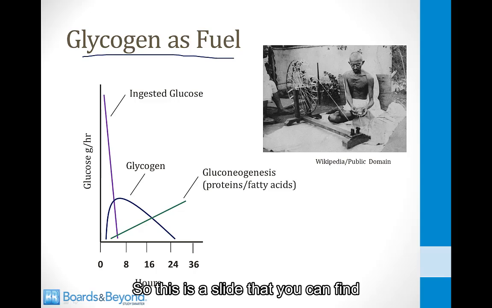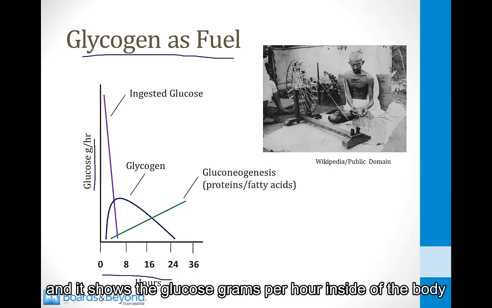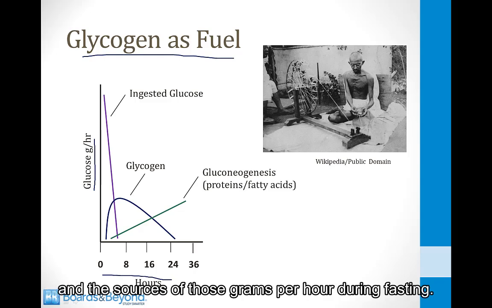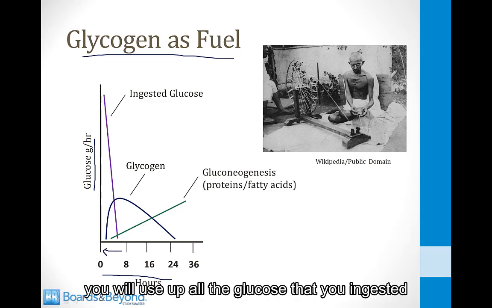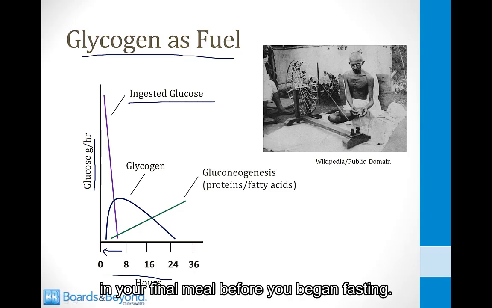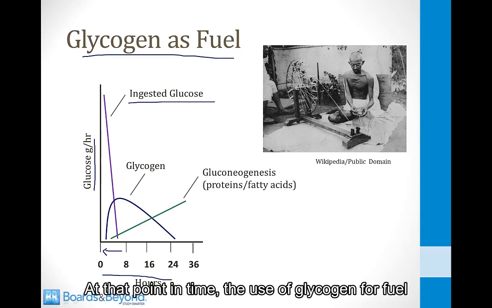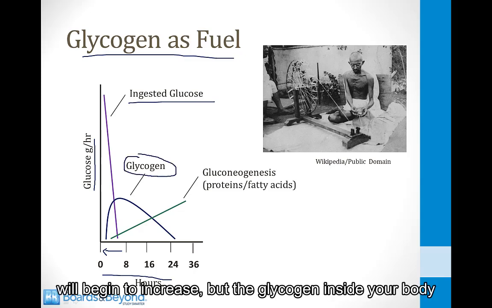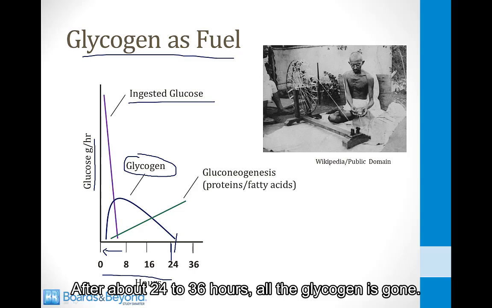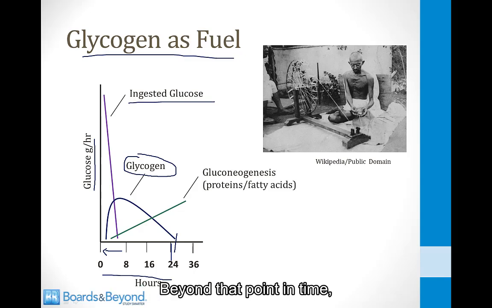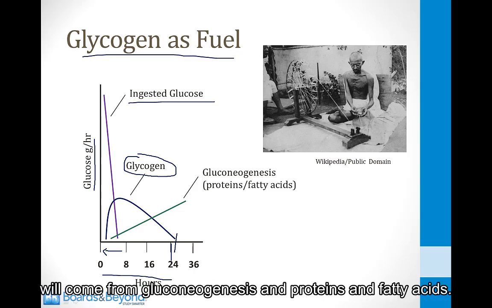So this is a slide that you can find in many pharmacology textbooks, and it shows the glucose grams per hour inside of the body and the sources of those grams per hour during fasting. So in less than 8 hours, you will use up all the glucose that you ingested in your final meal before you began fasting. At that point in time, the use of glycogen for fuel will begin to increase, but the glycogen inside your body can only last about a day or so. After about 24 to 36 hours, all the glycogen is gone. Beyond that point in time, any glucose you find in the bloodstream will come from gluconeogenesis and proteins and fatty acids.